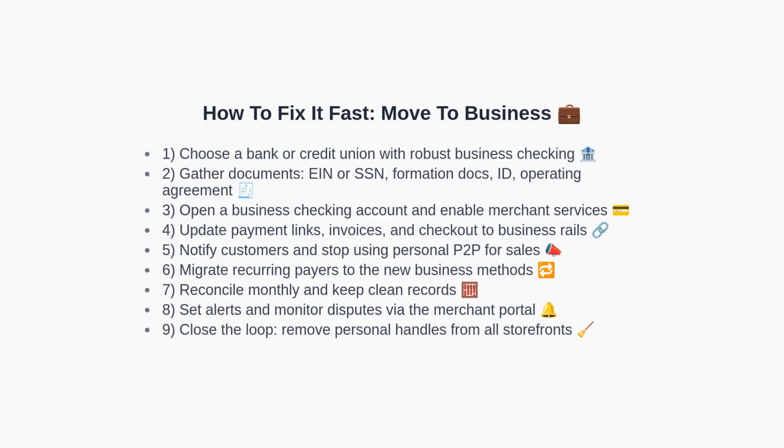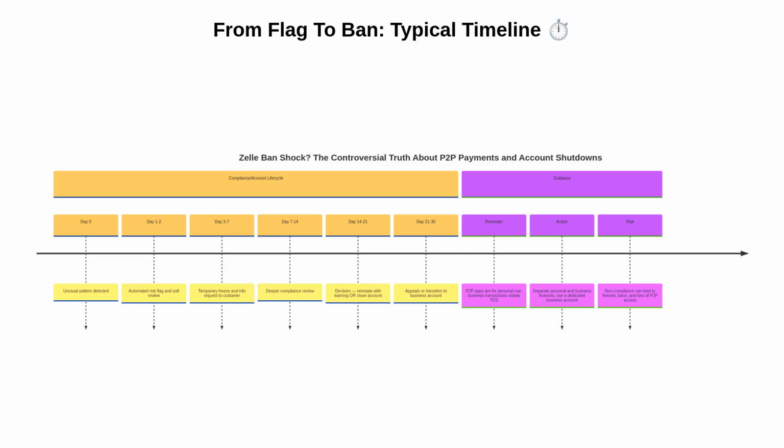Now let us visualize a typical incident timeline. This timeline outlines a common sequence. On day 0, unusual activity is detected. Within 1 to 2 days, an automated risk flag prompts an initial review. Between days 3 and 7, a temporary freeze may occur, and the bank requests information.